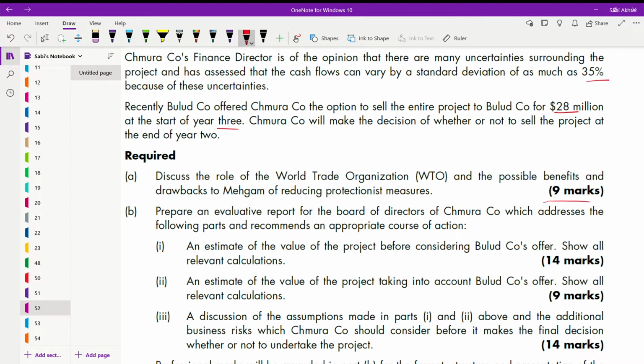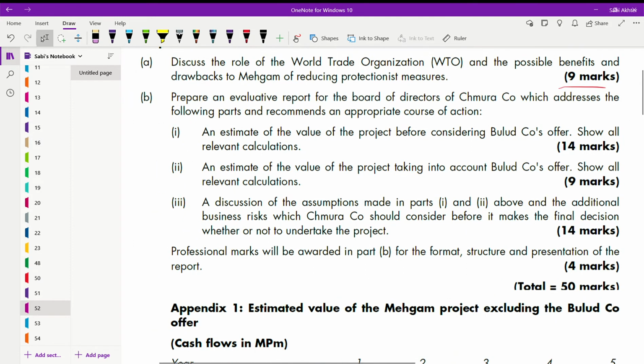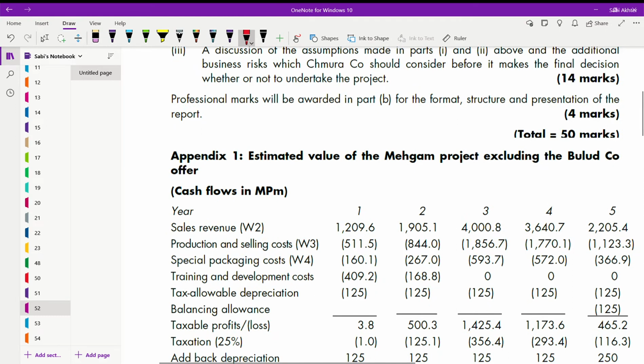So coming to part B. Since it is in a report, right? Value of the project before considering the offer, estimate of the project or value of the project after the offer, and then assumptions made in both the parts with additional business risk and all. So starting with Appendix 1, it will be excluding the project. Excluding the project means just the net present value you have to find out.